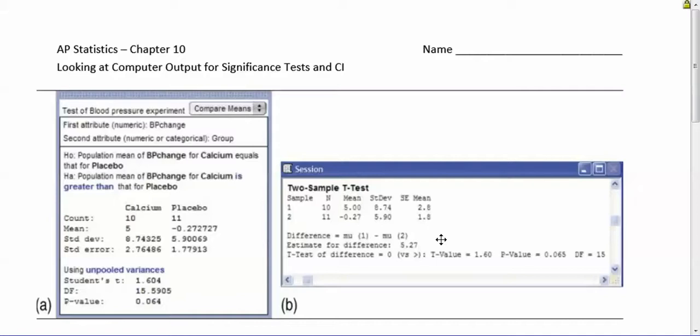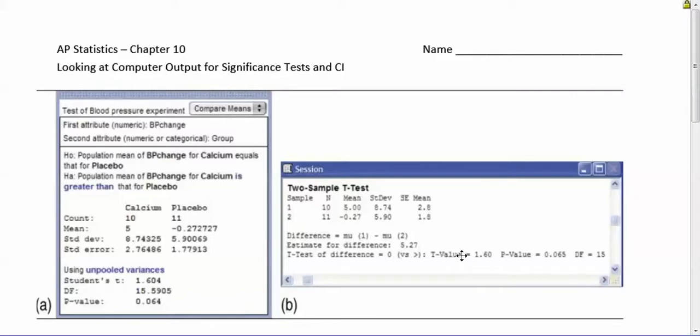The alternative hypothesis here is not given in words, it's given in symbols. It says versus greater than. So you know your alternative hypothesis is going to be greater than. So the difference is going to be mu1 minus mu2 equals 0, so it says equals 0 here, versus greater than 0. The t-statistic it gives is 1.60, and the p-value is 0.065 using degrees of freedom 15. Now you can see that the number of digits each of these shows is going to be slightly different. They use slightly different degrees of freedom, so you're going to get slightly different results. But most computer programs will give you something that's pretty close.